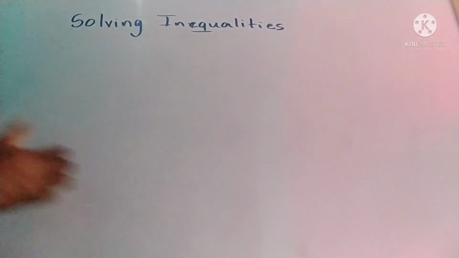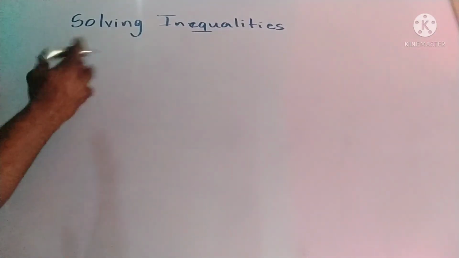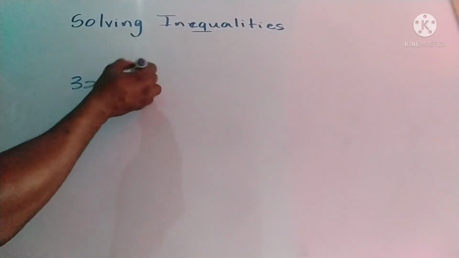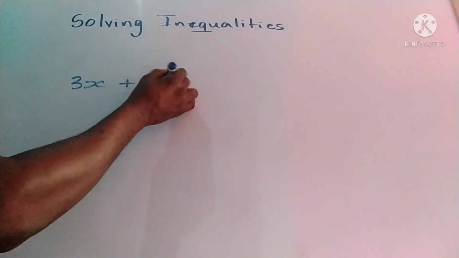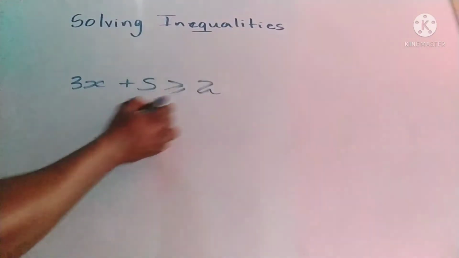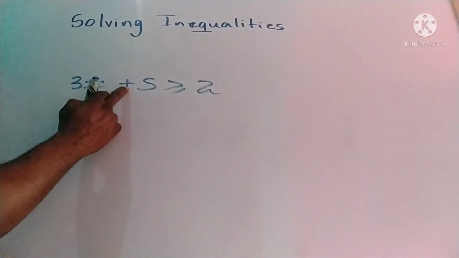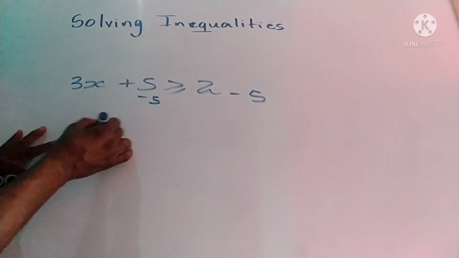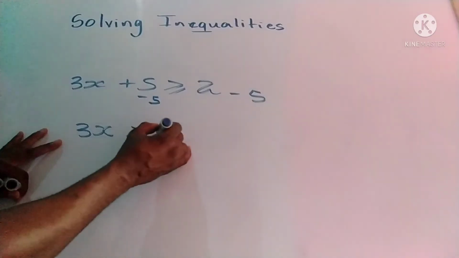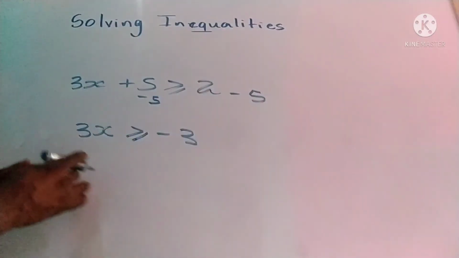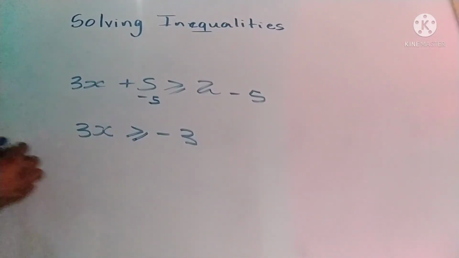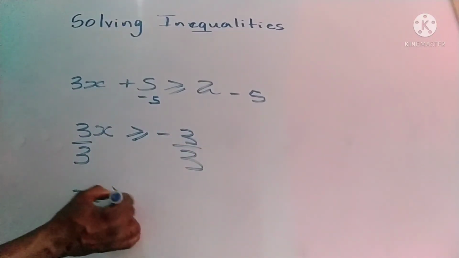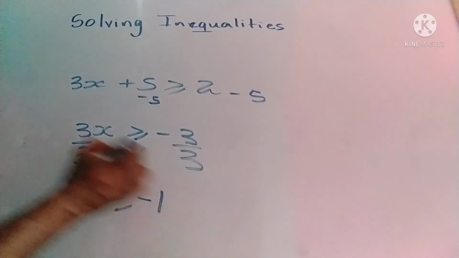Now, there are other questions that you can quickly look at. Basically, you solve these just the same. For example, let us say we find ourselves with 3x plus 5, which is greater than or equal to 2. We solve this ordinarily. This is a positive 5, so we subtract 5 from both sides. So we have 3x, which is greater than or equal to negative 3. At this stage, we just divide by 3 on both sides. Our answer is saying that x is greater than or equal to negative 1.